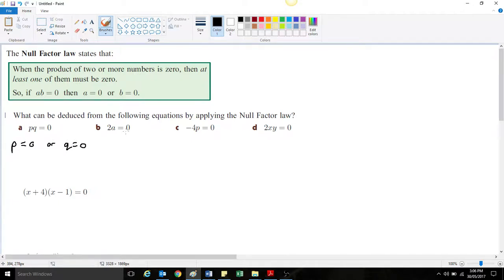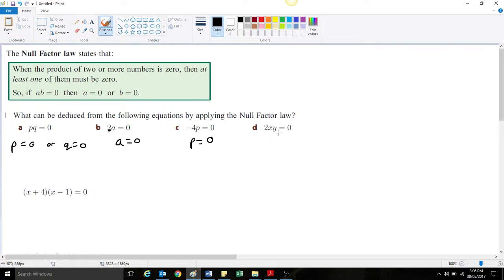If we have 2 times A equals 0, obviously 2 is not going to be 0, so this means A has to be equal to 0, so that 2 times 0 can equal 0. Same here, if we have minus 4 times P equals 0, it follows that P equals 0.